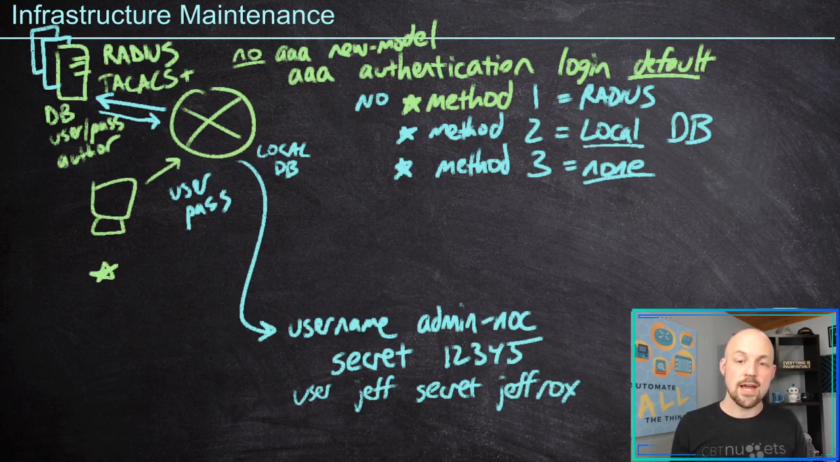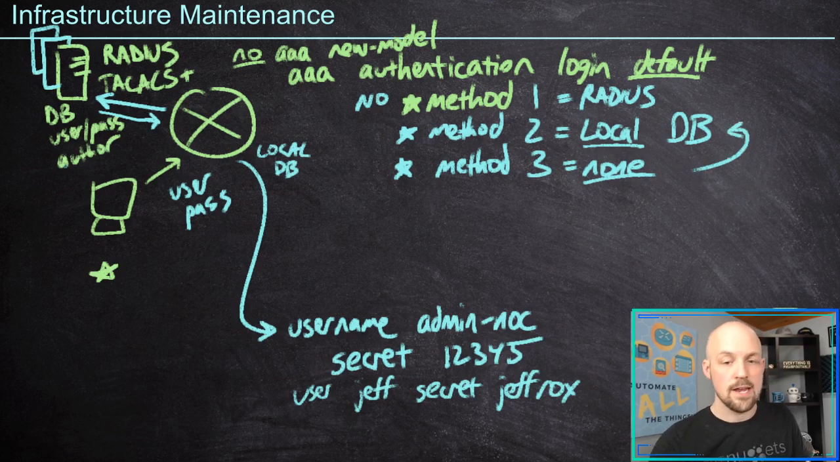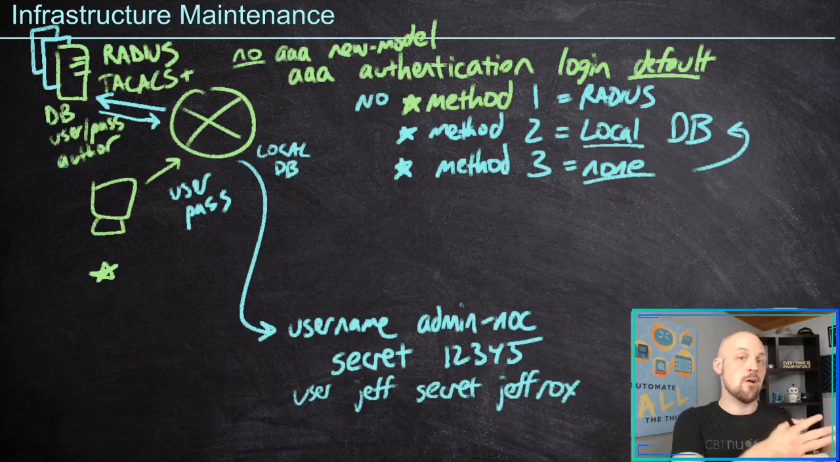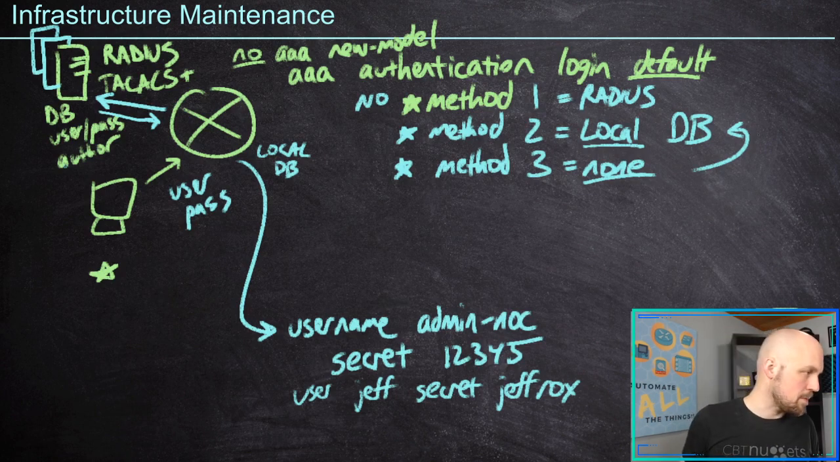So you could technically do none as your second method, and if radius fails, it'll just let people in. Definitely not advised, but certainly something you could do, at least in a lab environment. I still see some questions coming in. So zero is clear text, 5 is the strongest encryption, and 7 is weak encryption. You got it, Mr. Liddall.